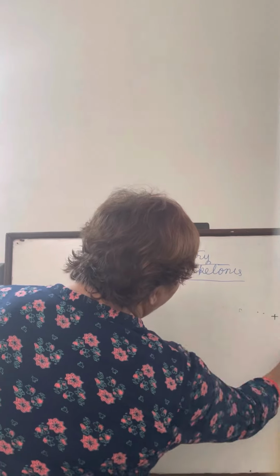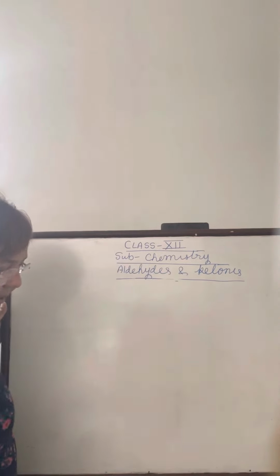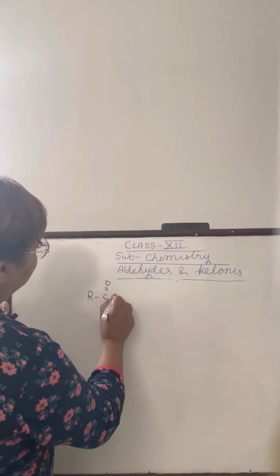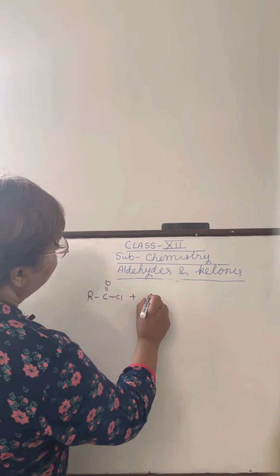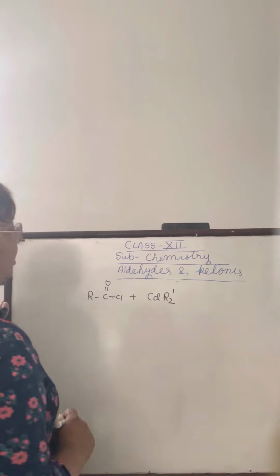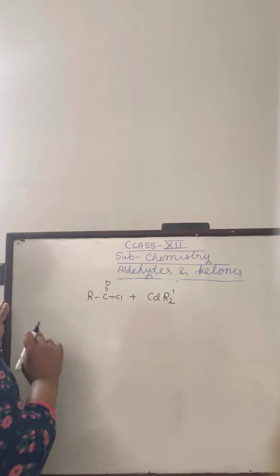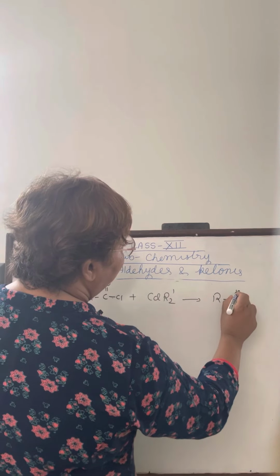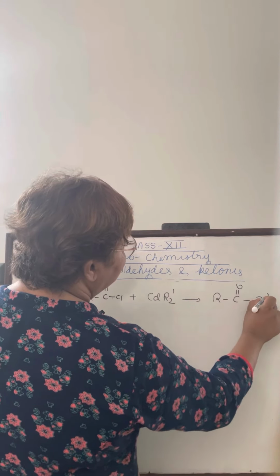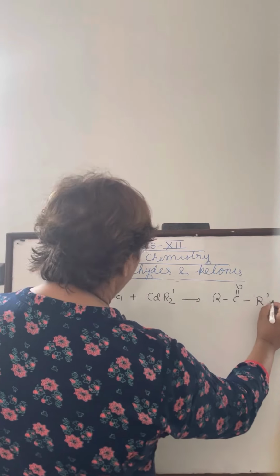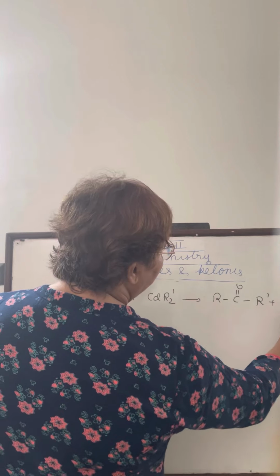Acid chloride is treated with dialkyl cadmium. RCOCl plus, suppose, CdR2 dash. Suppose this R is different from this R dash, then what do we get? RCOR dash. Both the R and R dash will be there in the ketone, plus CdCl2.